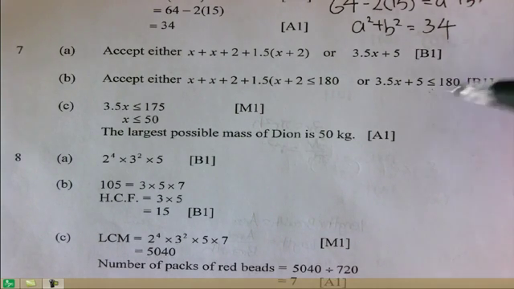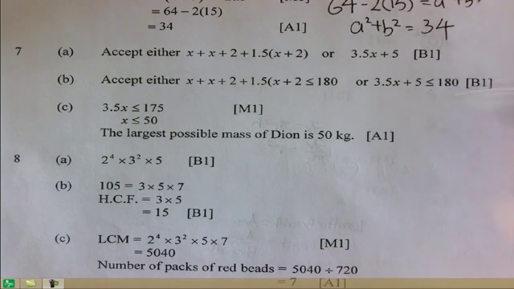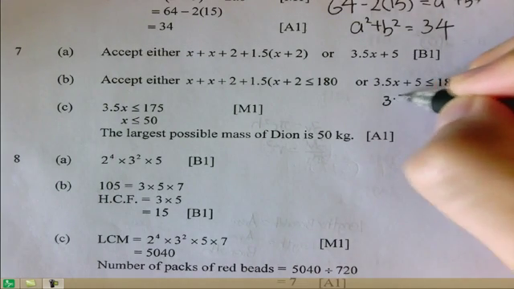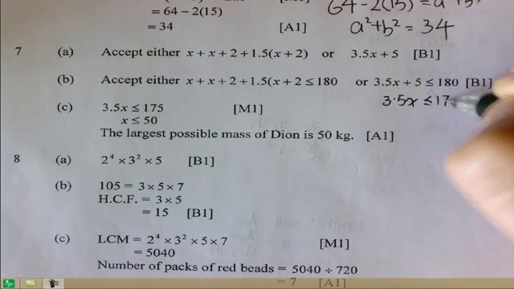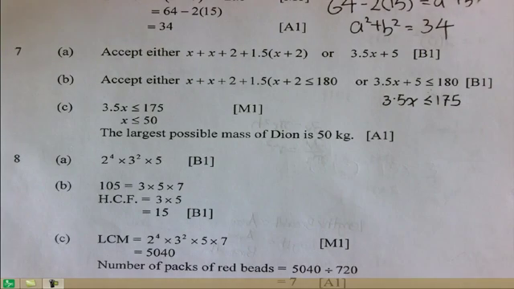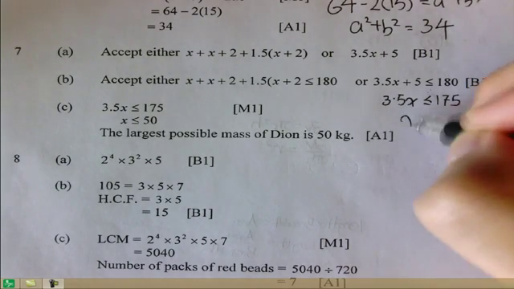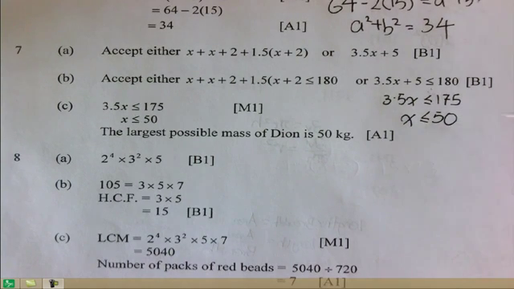Lastly, we attempt 7C, to solve this inequality. We minus 5 from both sides. I get 175. Then you divide both sides by 3.5. We'll get x is less than or equal to 50. Hence, the largest possible mass of Dion is 50 kilograms. And that is question 7.